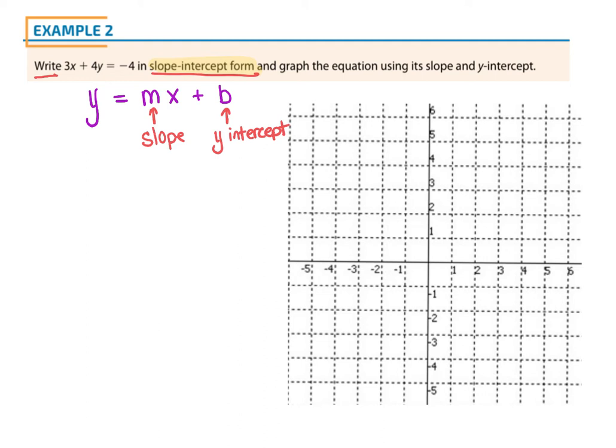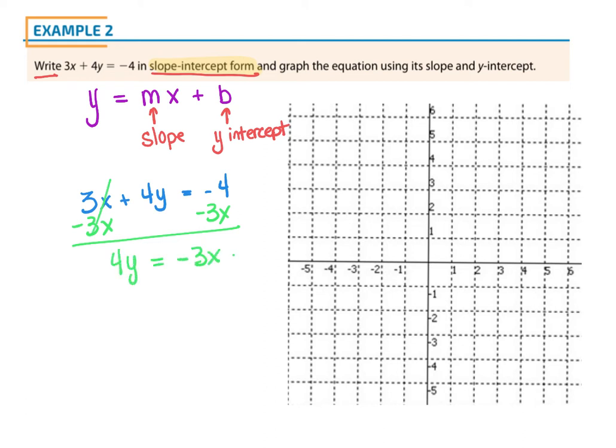All right? So our goal here then is to get y completely by itself. We start out with the equation 3x plus 4y equals negative 4. In order to get y by itself, I have to move that x over. You move it with addition or subtraction. In this case, subtraction. So then I will have 4y equals negative 3x minus 4. My y is still not by itself, so I need to divide every single thing by 4. Every piece of it is going to be divided by that 4.